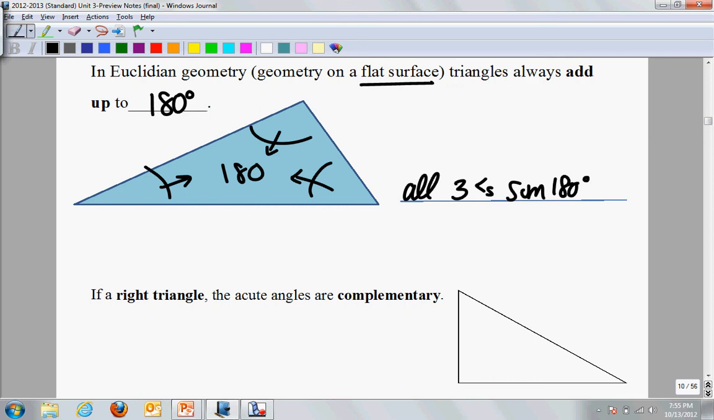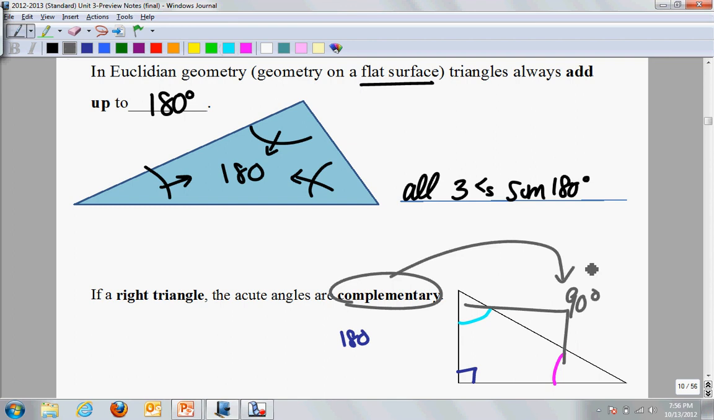Knowing this, you have another simple concept, that if you have a right triangle, since we add up to 180 and one angle is 90, that means these 2 angles here, the light blue and purple, they must add up to 90. There's a word for 2 angles adding up to 90. And that is complementary. So we know if we have a right triangle, the 2 acute angles are automatically complementary, which means, again, they add up to 90 degrees.